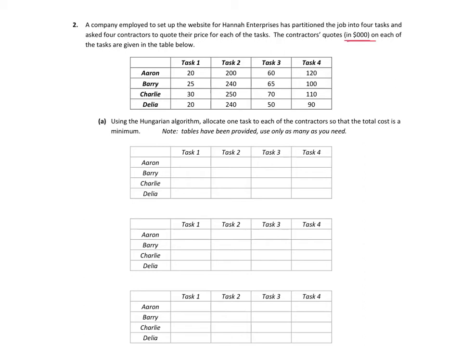So part A, use the Hungarian algorithm to allocate one task to each of the contractors so that the total cost is a minimum. Tables have been provided, but only use as many as you need. So don't feel that you have to use all 3 of those tables if you can arrive at an allocation prior to that.